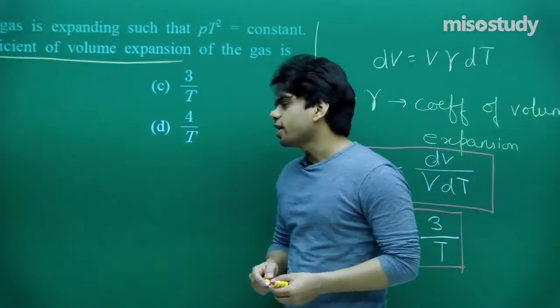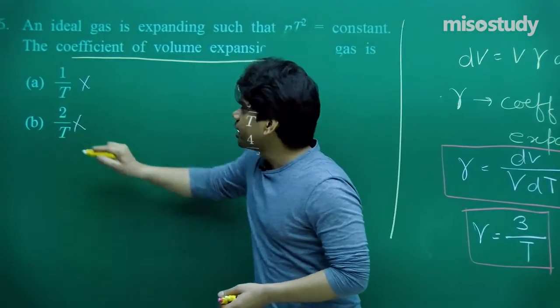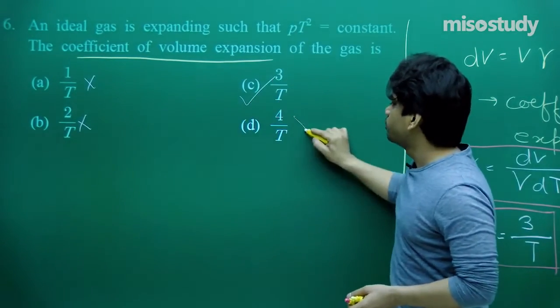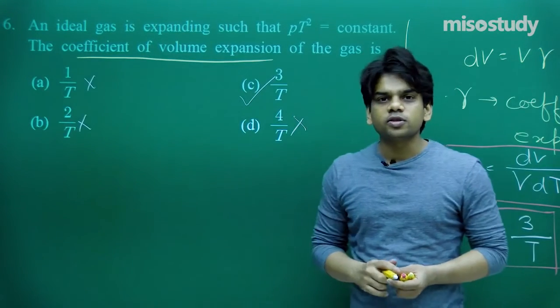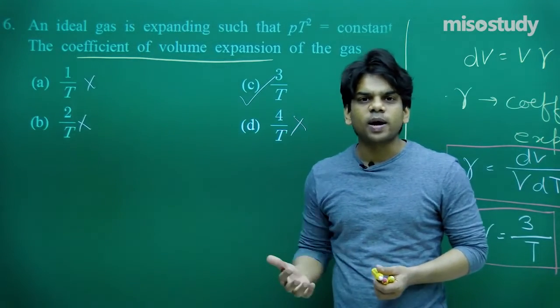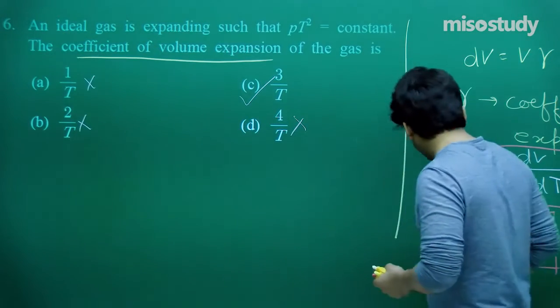A, 1 by T, incorrect. B, 2 by T, incorrect. C, 3 by T, that's the correct answer. D, 4 by T, again an incorrect response. So the correct answer for this question is 3 by T. That is, the coefficient of volume expansion is 3 by T. It's a temperature dependent term.